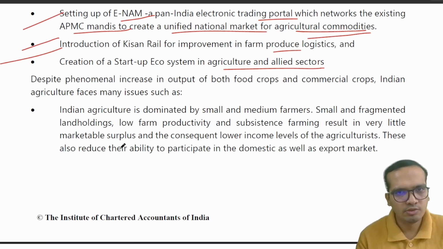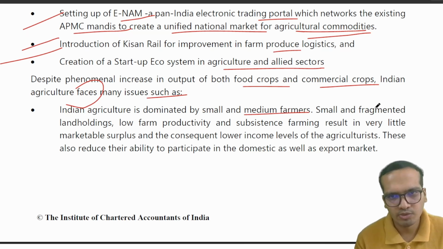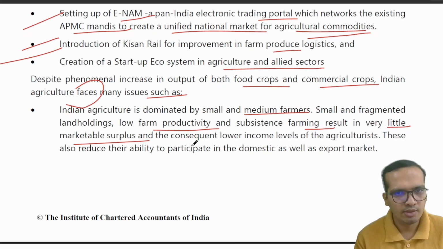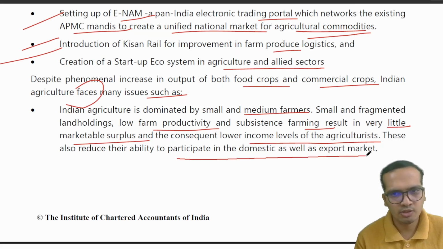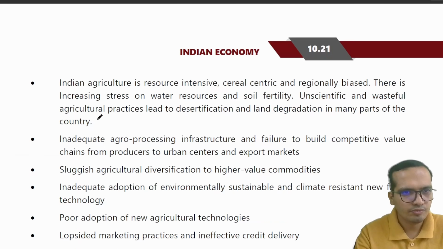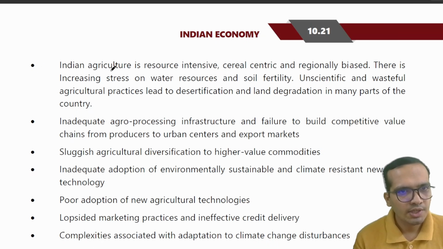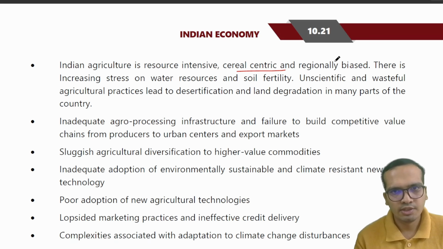Despite a phenomenal increase in output of both food crops and commercial crops, Indian agriculture faces many issues. Indian agriculture is mostly dominated by small and medium farmers, with small and fragmented land holdings, low farm productivity, and subsistence farming, resulting in very little marketable surplus and the consequent lower level of income for the agriculturist. This also reduces their ability to participate in the domestic as well as export market. Indian agriculture is resource intensive, cereal centric, and regionally biased. There is increasing stress on water resources and soil fertility.